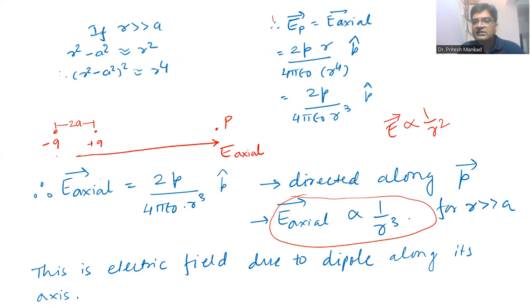So this is all about the electric dipole and the axial field because of the dipole. In the next class, we are going to discuss the electric field at a point perpendicular to the line joining the dipole. Right, so we'll continue about the same.